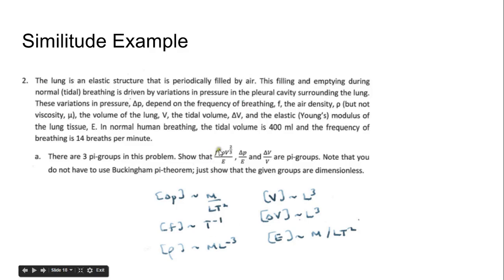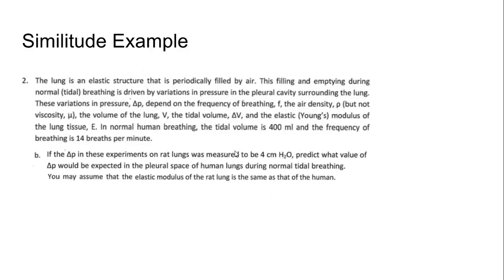So I'm going to get T to the -2 here in this case, right? And you just put in the appropriate dimensions. Make sure you pay attention to the exponents, and after canceling everything out, you should get M to the 0, L to the 0, and T to the 0, right? Now the second part of this problem is what actually relates to similitude, right? So here we're told that you're doing an experiment.